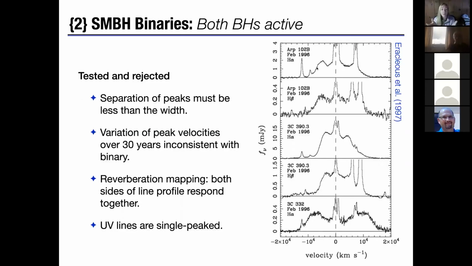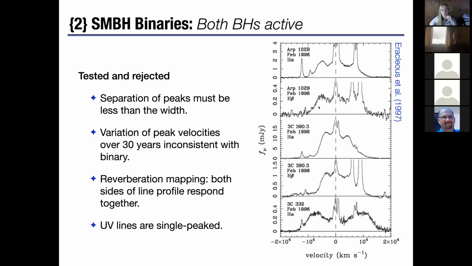Both because we don't see that they do that. The peaks don't go like this when you monitor them for long time scales. It's actually the case that there's a very small part of parameter space where you would expect to see double peaked line profiles from a binary.